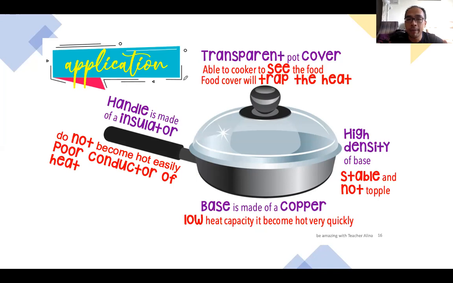Now other applications are, we want a transparent pot cover so that you can see the food while it is being cooked lah. And the food cover will trap the heat, so you don't have to supply so much heat lah. This is good, especially if you're cooking soups or stews. Or if let's say you fry veggie.